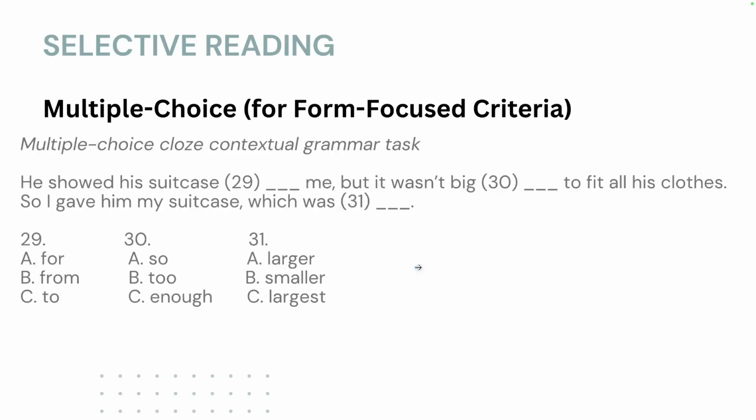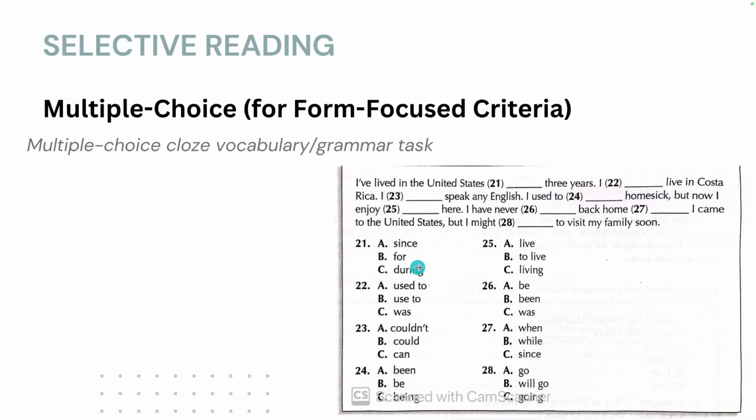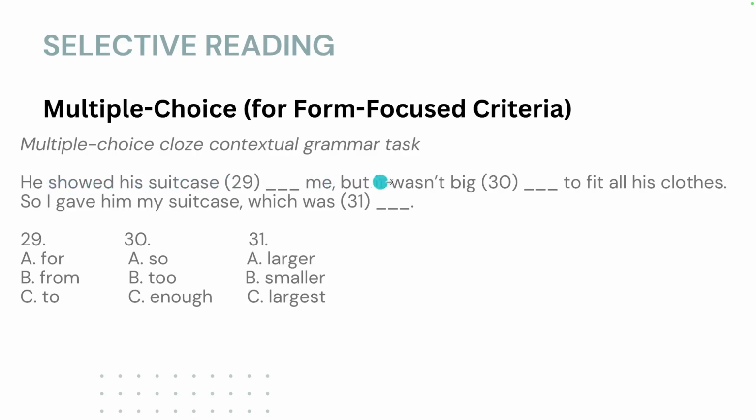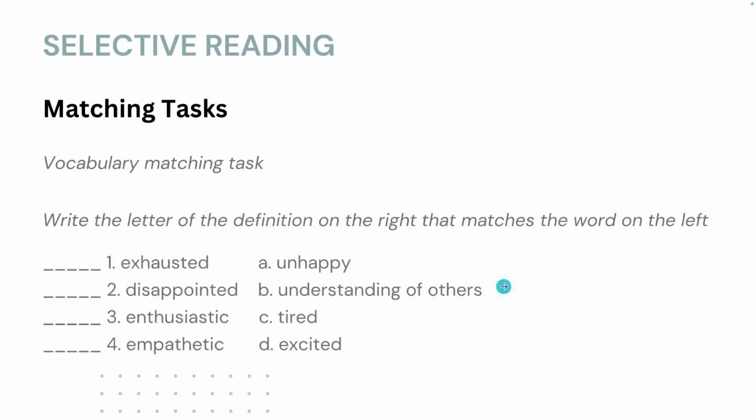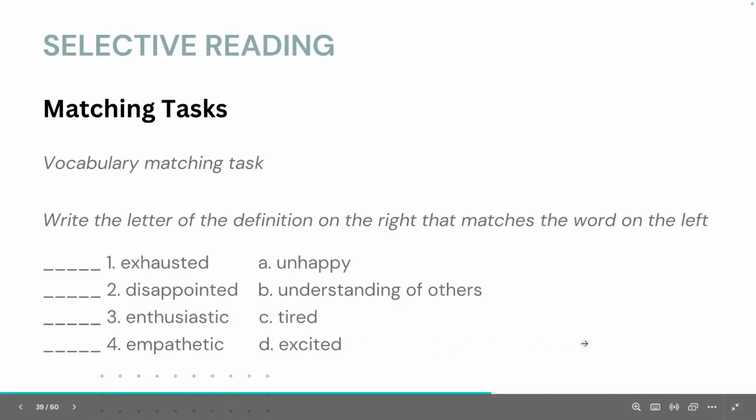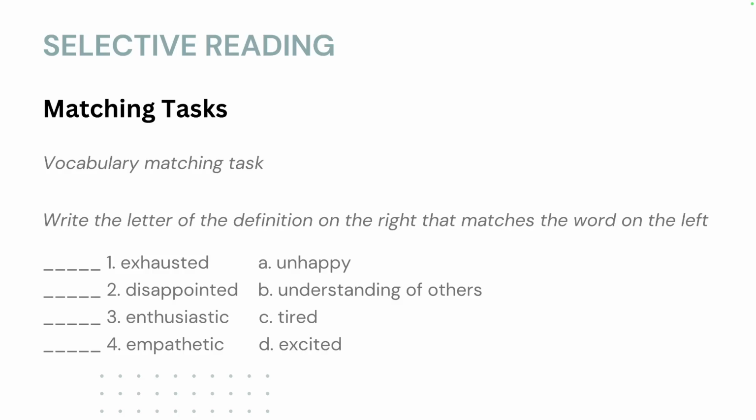Okay, or you could do it like this. This is a multiple choice cloze contextual grammar task. So instead of this type, we create an authentic text, and then again, they have to put the right word in. Okay, we could also do matching tasks. So here they write the letter of the definition on the right that matches the word on the left. Okay, so what does exhausted mean? Oh, C, tired, so I write C here. So you can see this is very much, you will argue this is a vocabulary or grammar type task.